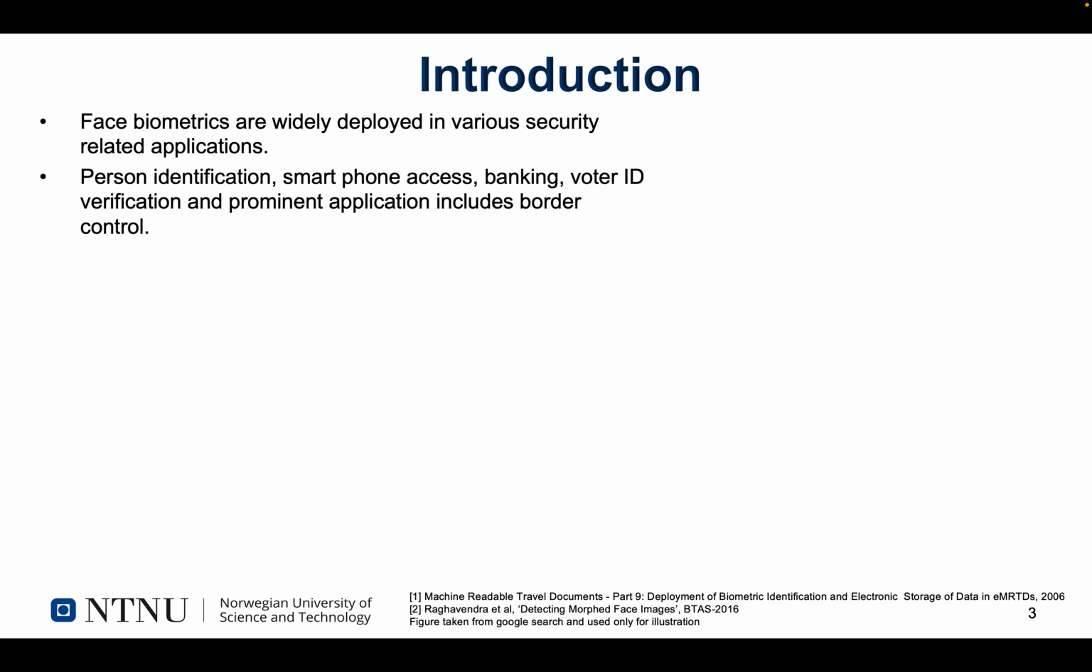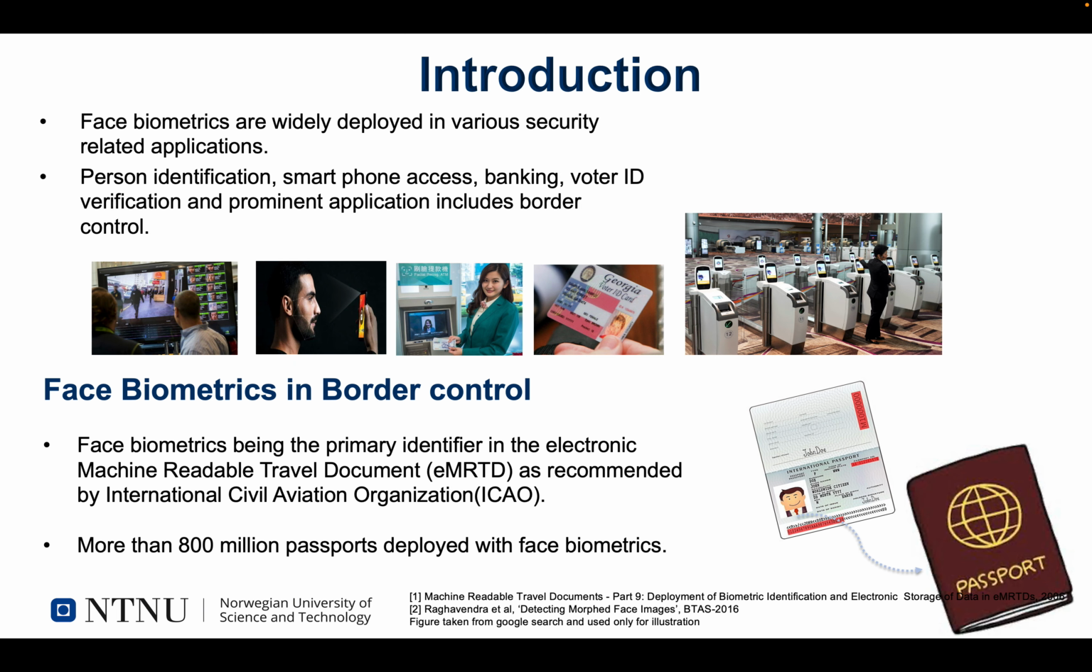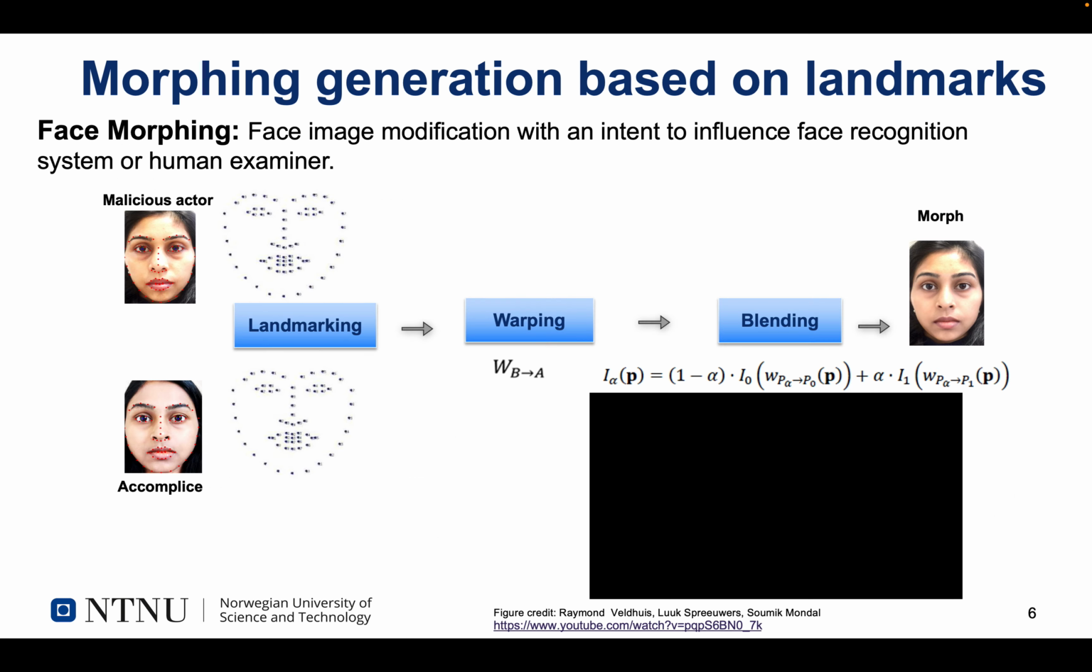So as we all know, face biometrics has been widely deployed in various applications, ranging from our smartphone unlocking to border control. So today we are part of the face recognition system by using one application or another in our everyday lives. When we consider the application of the face recognition system, especially for border control scenarios, we already have more than 800 million e-passports, or electronic machine readable travel documents, that store our face image in an electronic chip that will be used during automatic border control scenarios.